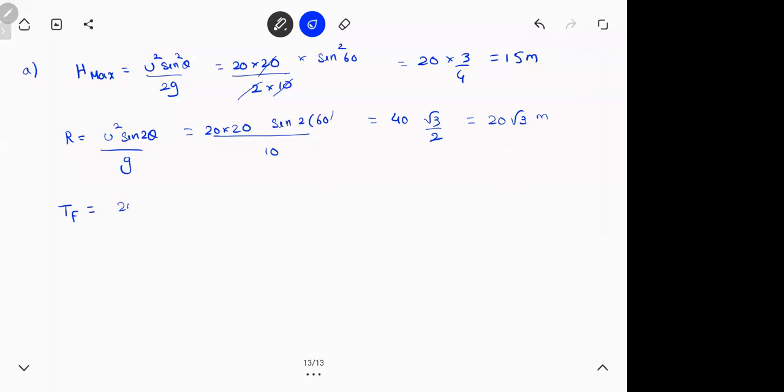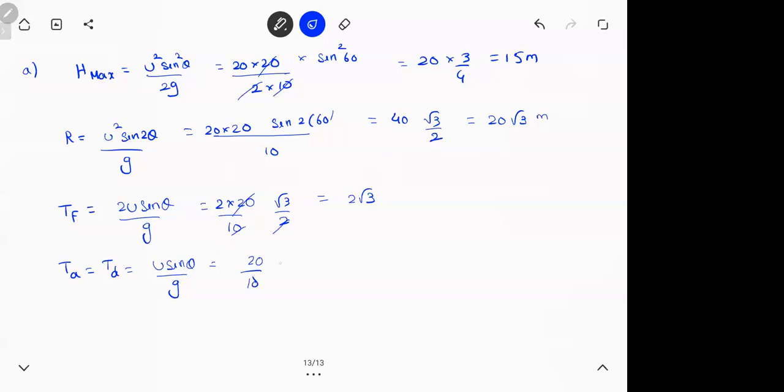Time of flight is 2u sine theta by g. 2 into 20 by 10, sine 60 is root 3 by 2. So 2 root 3 seconds. Time of ascent and time of descent are both the same, which is u sine theta by g. That's 20 by 10, sine 60 is root 3 by 2. This is the first one. Check your calculations. If you didn't get the answer, if there's any doubt, please ask. It is simply taking the formulas and putting in the numbers. There's nothing much in that.